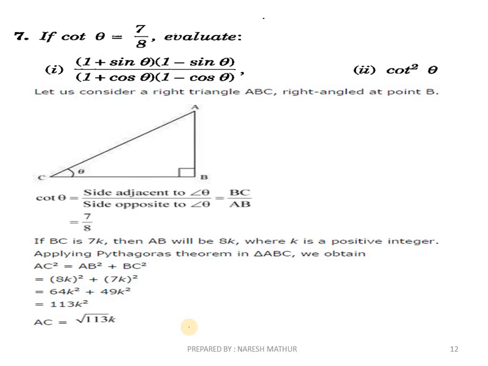Now the next question says we are given cot theta equals 7 by 8. We need to evaluate (1 plus sin theta)(1 minus sin theta) upon (1 plus cos theta)(1 minus cos theta). So for this, first we need to find the third side, as the ratio of cot theta is base upon perpendicular. So cot theta is 7 by 8, base upon perpendicular. So first we need to find the hypotenuse, and we find it as root 113. Alright. Now we can find the value of sin and cos also by simply applying perpendicular P by H: sin theta is 8 by root 113 and 7 by root 113 is the value of cos theta.